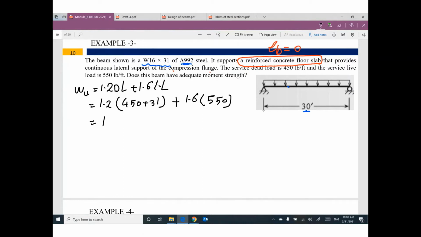This value will be 1457.2. I can convert pound per foot. I can convert it to be 1.5 kb per foot. Guys, can you tell me what is the value here? 31.